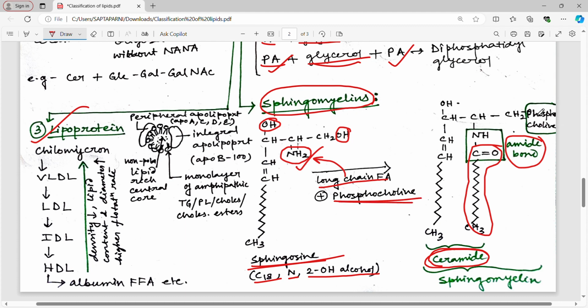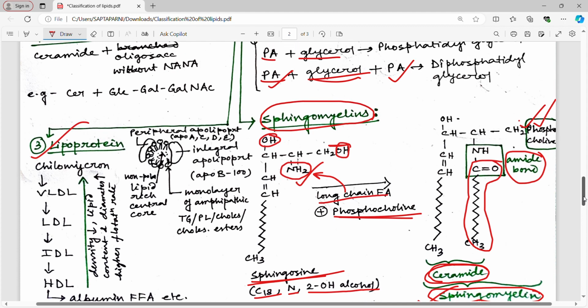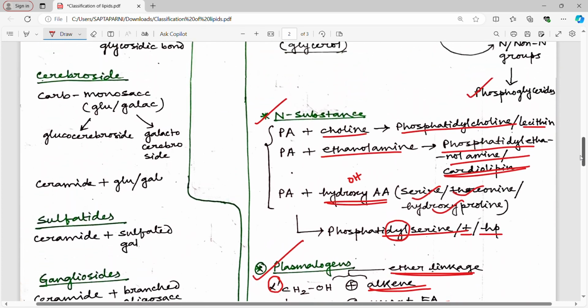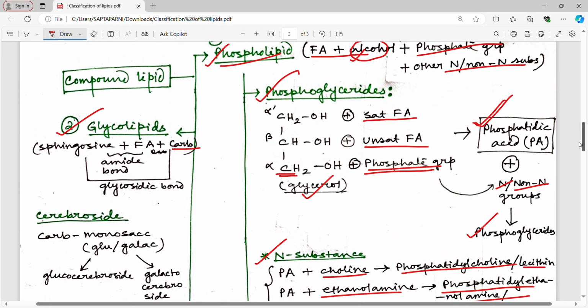When phosphocholine is linked here at this CH2OH position, then the entire molecule is known as sphingomyelin. Sphingomyelin is also present in our plasma membrane. So these are the two types of phospholipid: one is phosphoglycerides and another one is sphingomyelin. In phosphoglyceride, the alcohol is glycerol, and in sphingomyelin, the alcohol is sphingosine. Phosphoglycerides can be of various types depending on the presence of nitrogenous or non-nitrogenous groups.